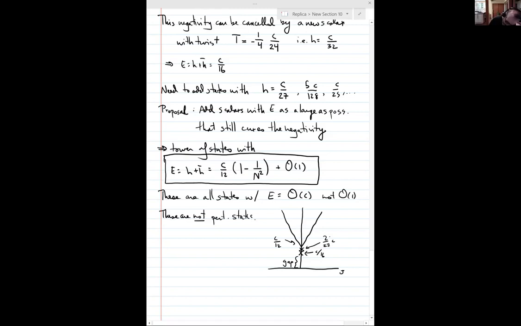No, I mean, as far as I remember, maybe you or someone else here knows better than I do, those had lots of states with order 1 energy rather than order n energy. All of the states here have order n energy. I should also emphasize that there's a very quantitative sense in which these are not perturbative states.